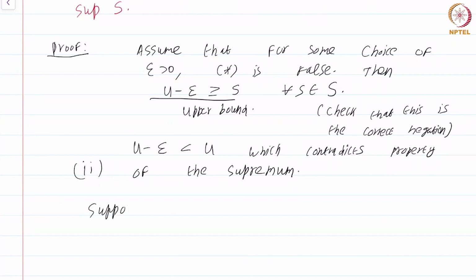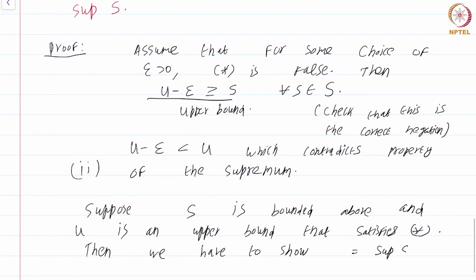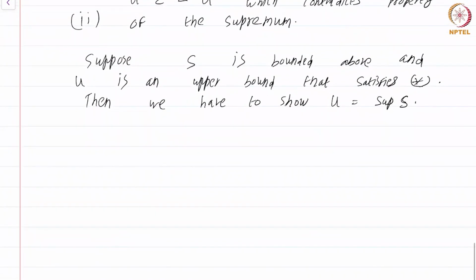On the other hand, suppose the set S is bounded above, and U is an upper bound that satisfies star. Then we have to show that U is the supremum of S. How does one show this? Well, let B be any upper bound for the set S.